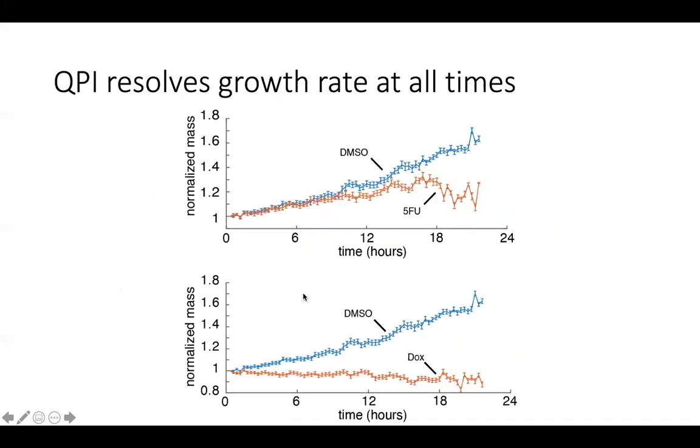And so one of the important advantages of QPI is that QPI resolves growth rate at all times, which is really important for planning experiments. For example, if we just did a time average measurement at the end, it would be impossible to know that 5FU doesn't start to affect the cells until almost halfway through the experiment. So this might result in 5FU having a slightly lower depth of response that we wouldn't have otherwise expected without looking at data like this.